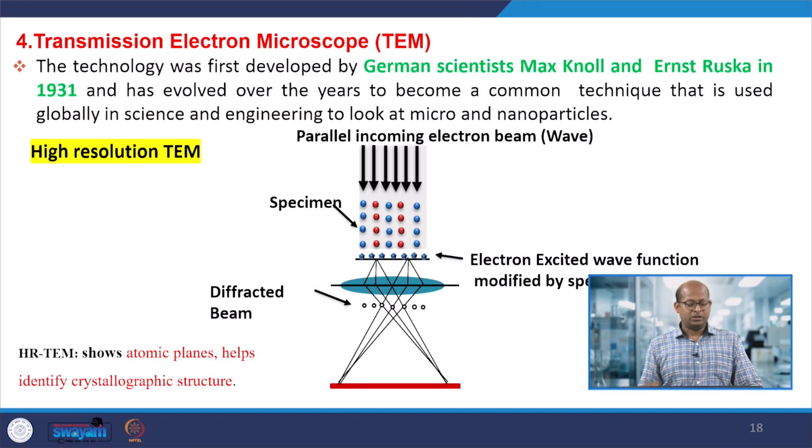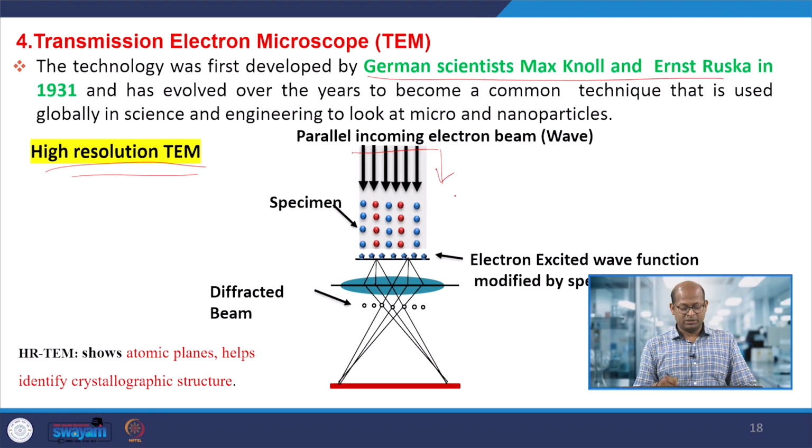This particular technique was first developed by the German scientists Max Knoll and Ernst Ruska in the year 1931. After that it has been developed and modified in different ways. Here you can see high resolution STEM, where the electron beams are multiple, passing through these samples.